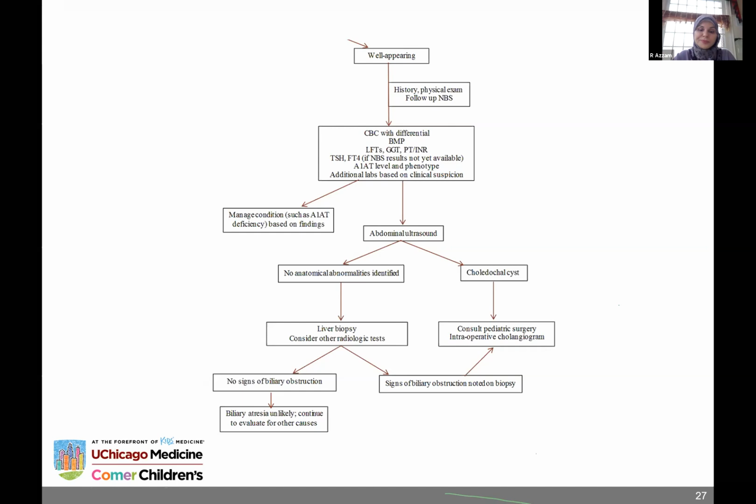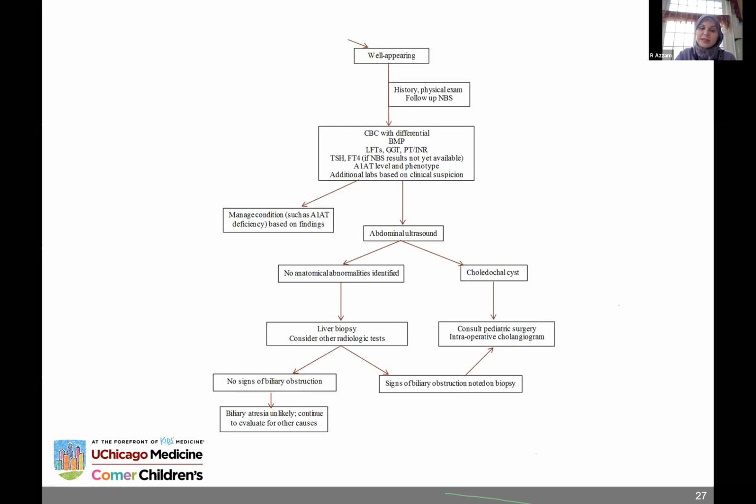And then for those patients, you will refer them for further evaluation for the 100% accurate test, which is the cholangiogram by the surgeon. If there were no signs of biliary obstruction on the liver biopsy, then your patient is probably dealing with another process. For example, idiopathic neonatal hepatitis does not have the manifestations of biliary obstruction on the liver biopsy.